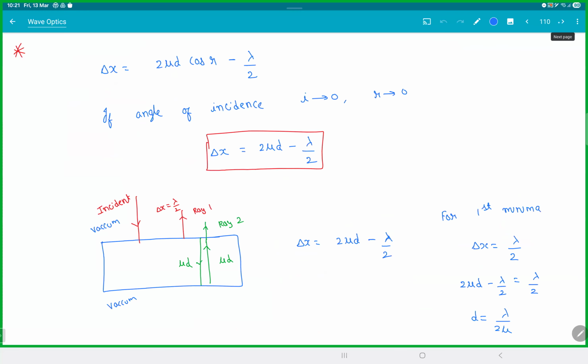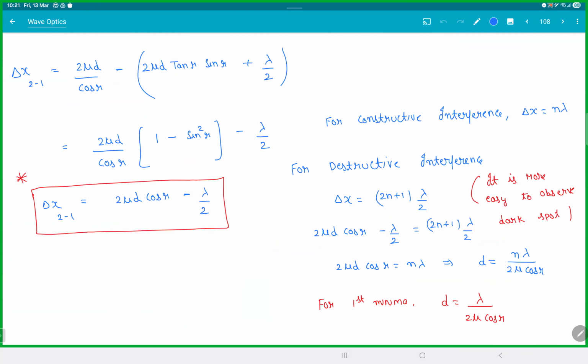And if you put i is equal to 0, this is your special case, which we actually do at mains. If i is equal to 0, then r is equal to 0, then your formula becomes really nice: 2 mu d minus lambda by 2. And then it is easy to solve. 2 mu d minus lambda by 2, and then you can finish it off.